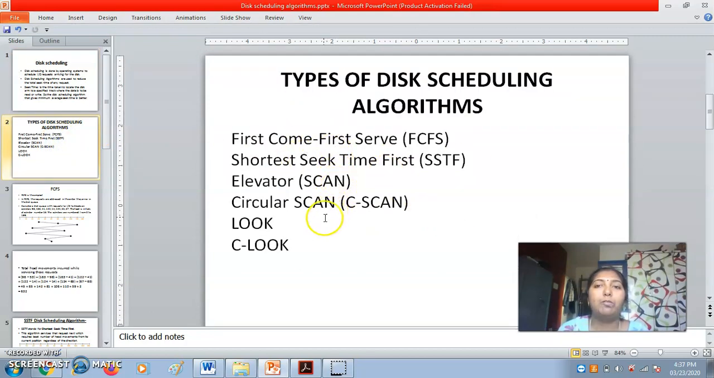These are the 6 types of disk scheduling algorithms. The first one is the first come first serve disk scheduling algorithm, then shortest seek time first, SCAN, circular SCAN, which is also referred to as C-SCAN, LOOK and C-LOOK scheduling algorithms. In this video we are discussing the top 2 disk scheduling algorithms, that is FCFS and SSTF. In the next video we will discuss SCAN, C-SCAN, LOOK and C-LOOK algorithms.